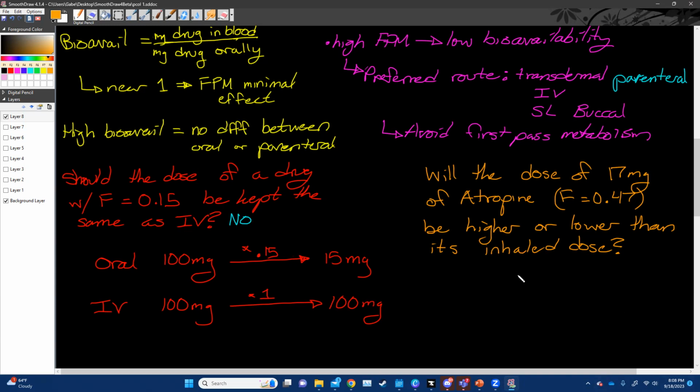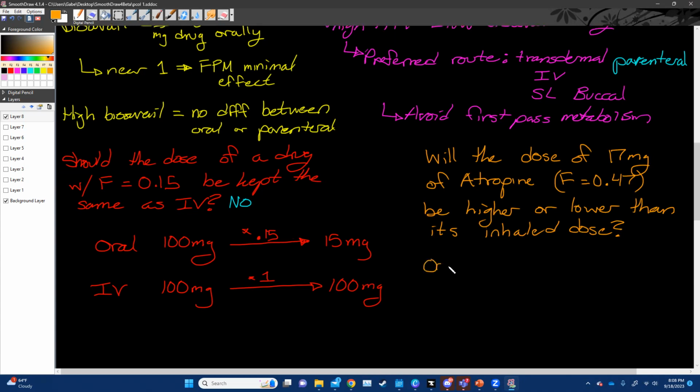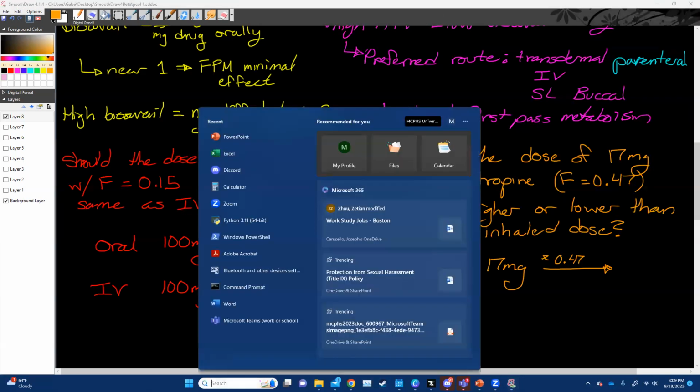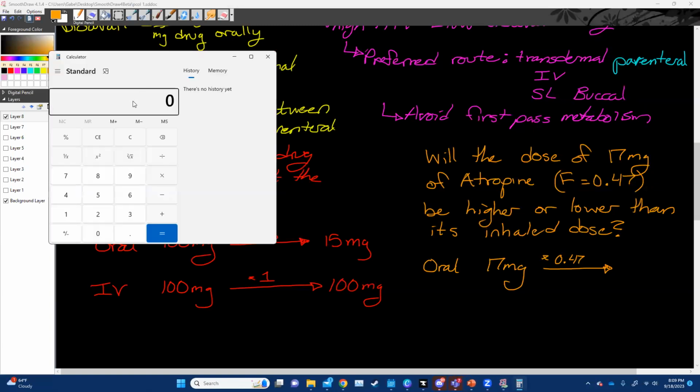No worries. We're going to do the same sort of calculation. So once again, we say oral. What is the dose of the drug? 17 milligrams. Why did I choose 100 over here? Just to make the math work out nicely. But I'm being told 17 milligrams. And what I can do is multiply this by the bioavailability in order to get the actual dose of the drug that enters into the body, which in this case would be near 8.